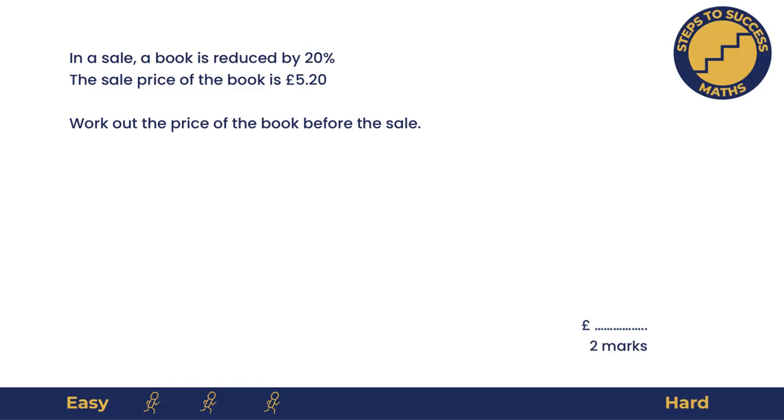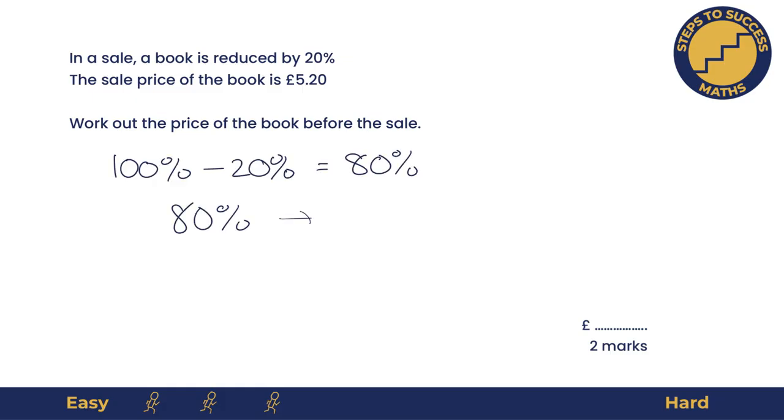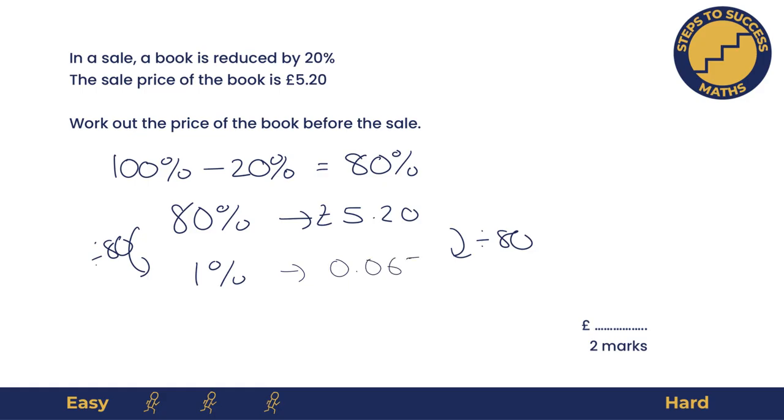In a sale, a book is reduced by 20%. The sale price of the book is £5.20. Work out the price of the book before the sale. So you started with a book that was 100%. You reduced it by 20%, so that leaves you with 80%. And you know that the 80% price, the sale price, is £5.20. So we want to find 1% and then go back to 100%. So divide it by 80, we've got 0.065, and then times it by 100, £6.50.